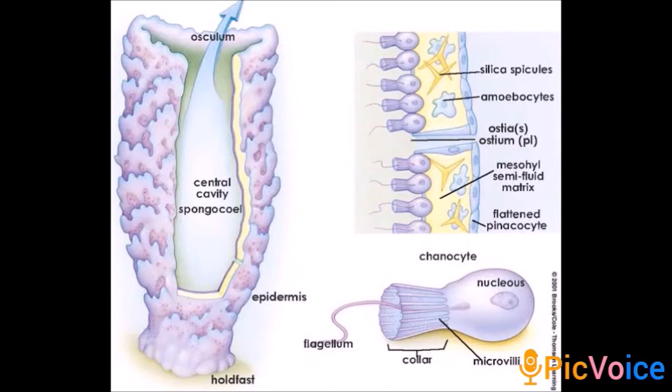The body is supported by a skeleton. That skeleton is made up of spicules or spongin fibers. It is a different kind of fiber present in sponges. That is the skeletal system of the Porifera body.